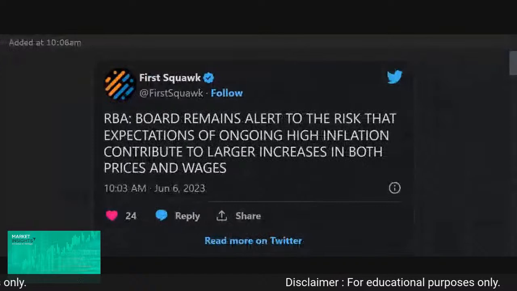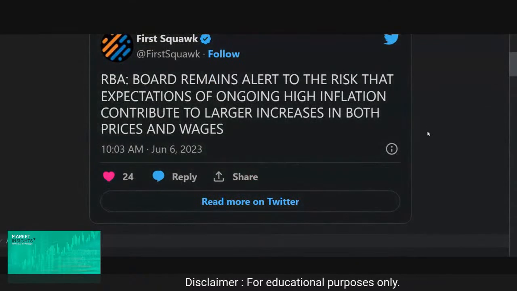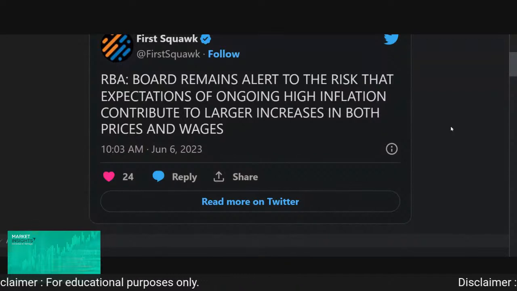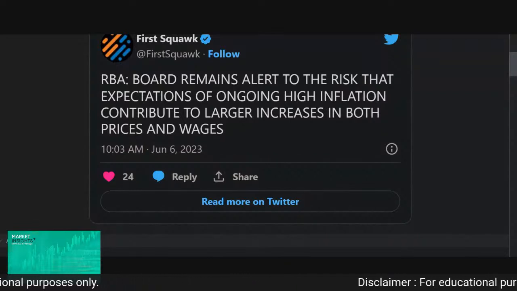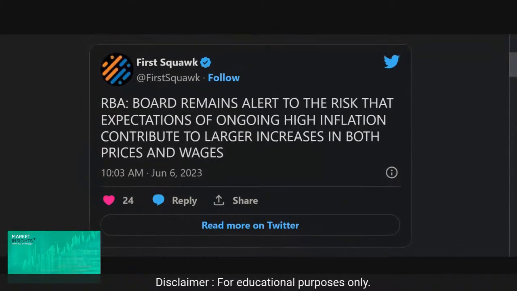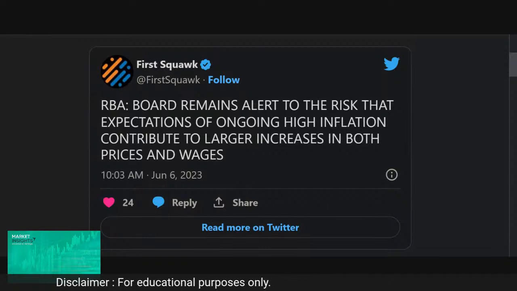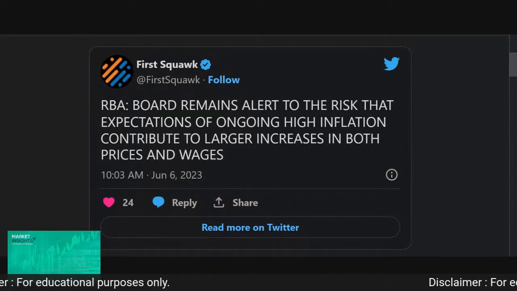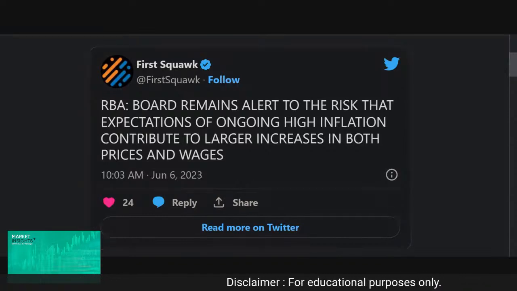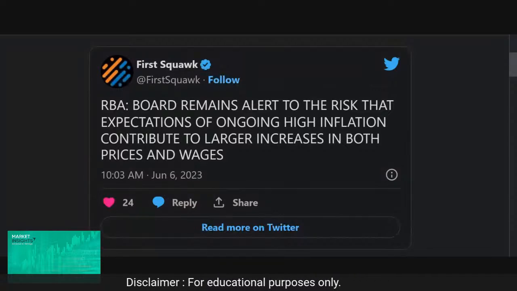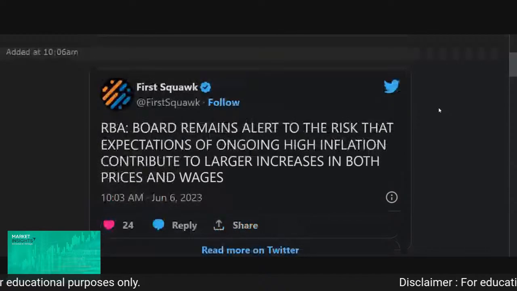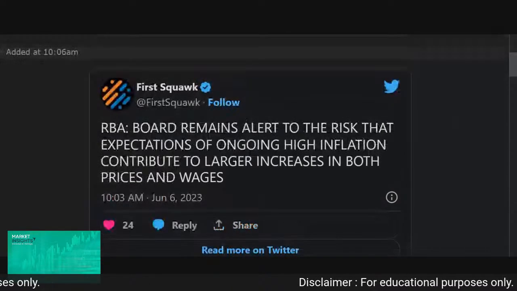Yeah, and this one: the board remains alert to the risk that expectations of ongoing high inflation contribute to larger increases in both prices and wages. This is important. The board is telling everyone, yes, we are alert to the risk that prices and wages both can increase at the same time. That is also a scenario in this case. So the board is actually saying yes, we are capable of understanding this. Despite this, we are increasing the interest rate.